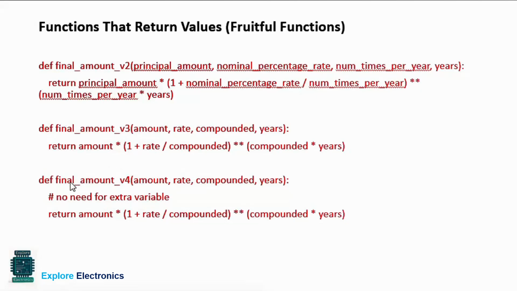And we have one more thing here, V4, which is the same as V3 but simplified, and we have used no extra steps here. Let us see. Define final amount V4, with amount, rate, compounded and years, same as V3. Here there is no need for extra variables. Just return amount into 1 plus rate divided by compounded, exponent compounded into years. It will also calculate the compound interest based on the given inputs.